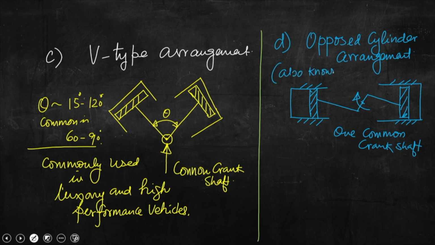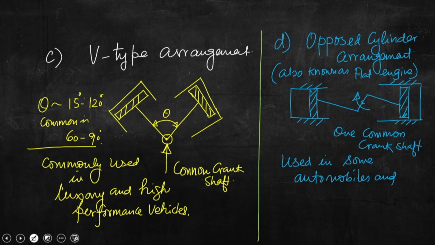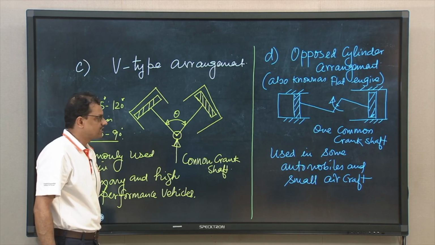Also known as flat engine, and typically used in small aircraft and in some automobiles. So, this is opposed cylinder type or opposed cylinder arrangement. Now, let us look into opposed piston arrangement.